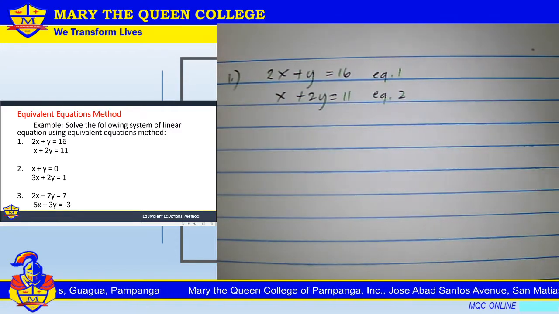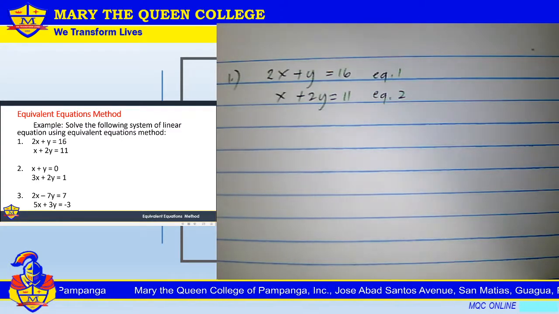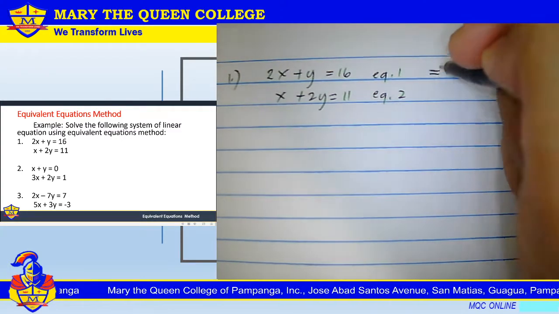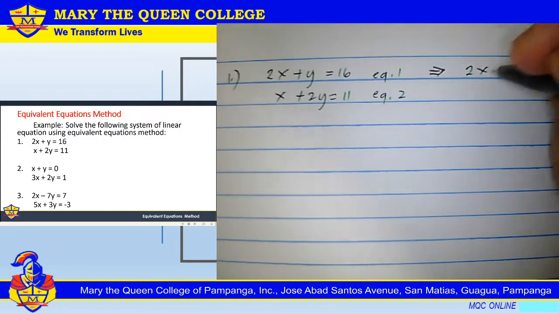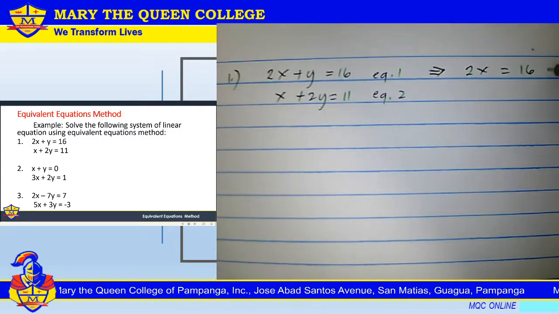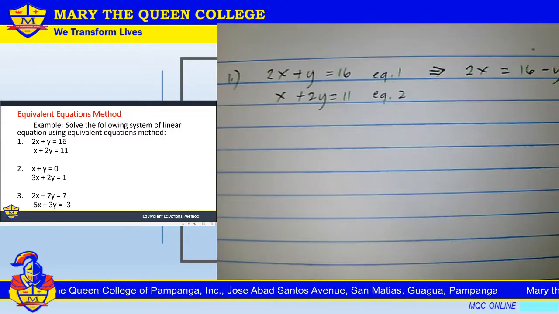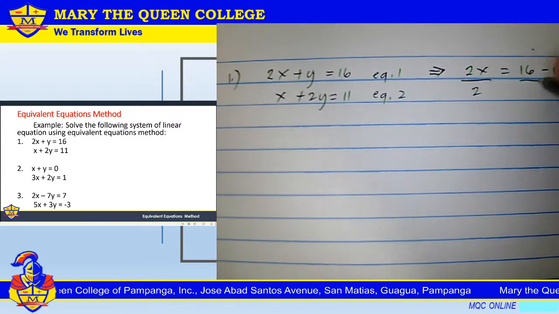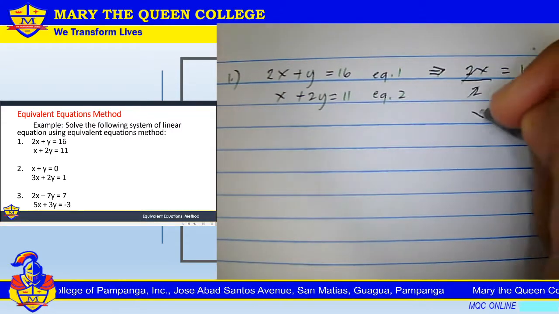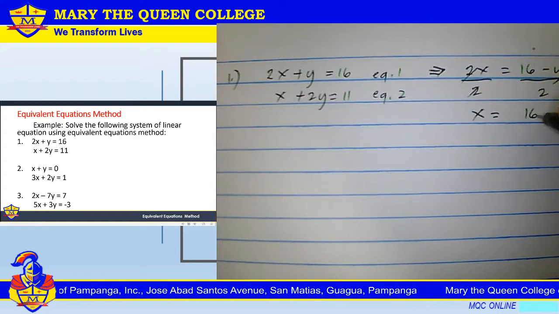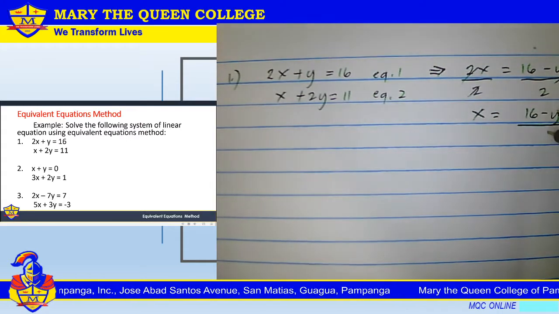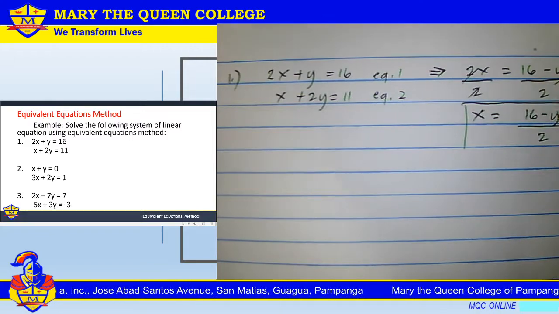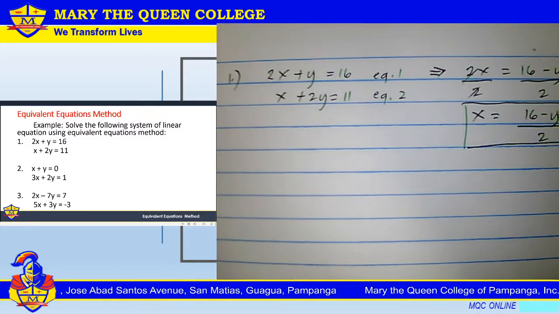Pag sinabi natin equivalent equation, parehas sila. So focus muna tayo sa isang variable. For example, we have 2x is equal to 16 minus y. Tinranspose natin. Divide 2 both sides para magkaroon tayo ng x is equal to 16 minus y all over 2. So this is our equation 3.